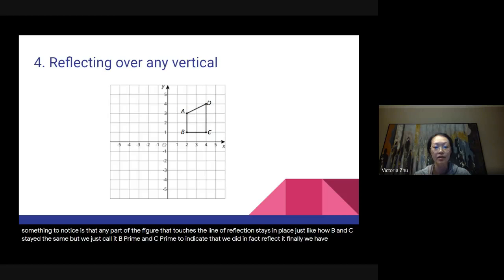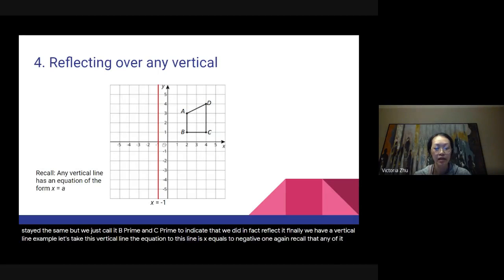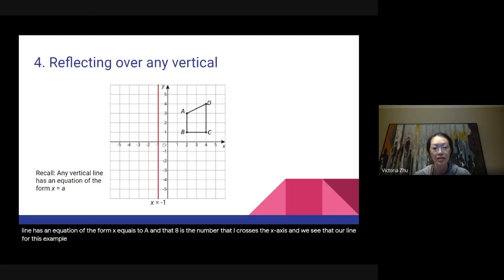Finally, we have a vertical line example. Let's take this vertical line. The equation to this line is x equals -1. Again, recall that any vertical line has an equation of the form x equals a, and that a is the number that crosses the x-axis. And we see that our line, for this example, crosses at -1. So we have x equals -1.